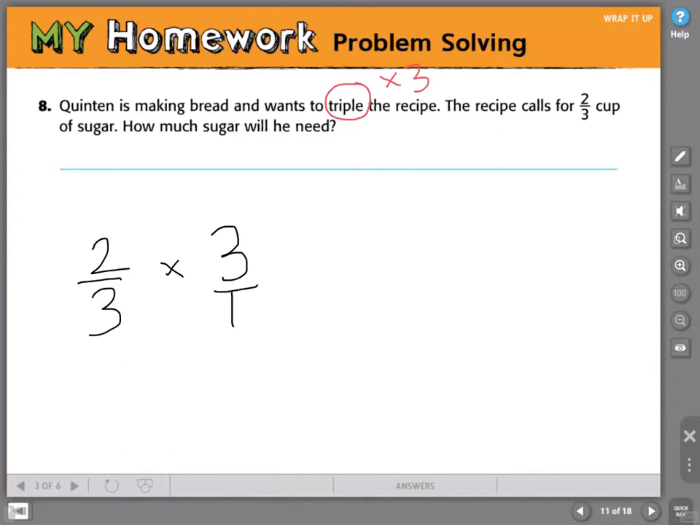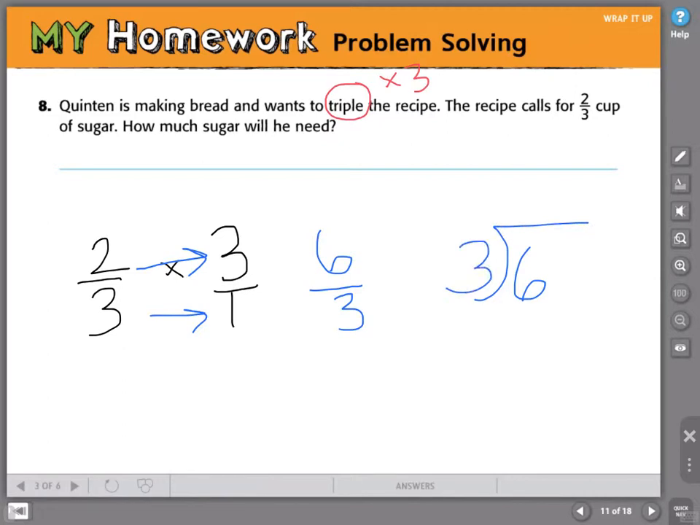Save myself a step. Write 3 as a fraction. 2 times 3 is 6. 3 times 1 is 3. And I have 6/3 as my answer. Well, as you know, that's an improper fraction. So 6 divided by 3 is 2. He will need 2 cups of sugar.